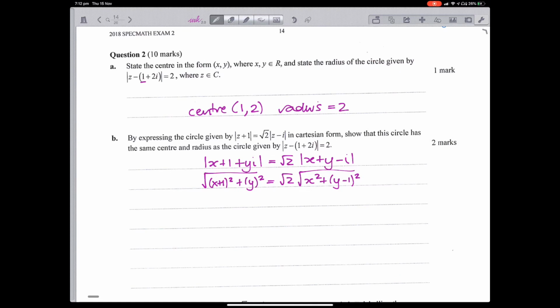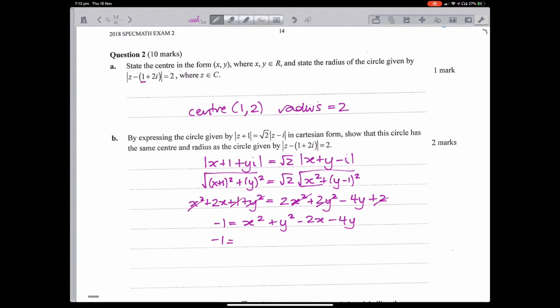Okay, now we can get rid of the square roots if we square both sides, and we get x squared plus 2x plus 1 plus y squared is equal to 2x squared plus 2y squared minus 4y plus 2. Now we want to get it in circle form, so let's bring everything to the right hand side except for the numbers, bring them to the left. So we get negative 1 is equal to x squared plus y squared on the right hand side minus 2x minus 4y.